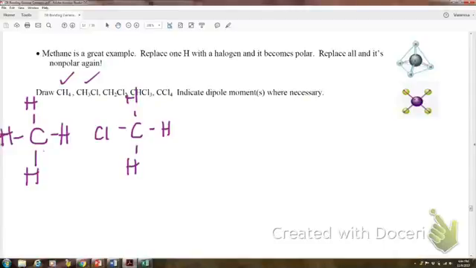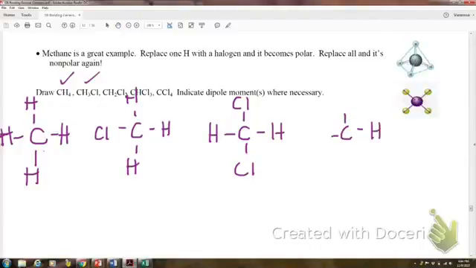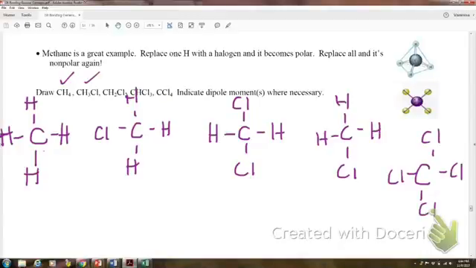And quite frankly, it doesn't matter where you put that chlorine, just know that it can go anywhere because these are 3D molecules. Then we have CH2Cl2, and again, you could have drawn them next to each other or across from each other, it doesn't really matter. And then you have CH3Cl. And then lastly, we had CCl4, carbon tetrachloride. Okay? And again, we're not going to draw all the gory details there.